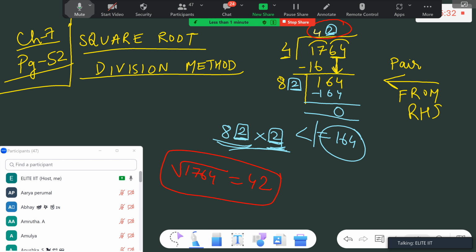The factorization method is easy. But if you get a big number like 1 crore, 2 lakh, something like that, it will take you lots of hours to factorize. That time you will have to use the division method.